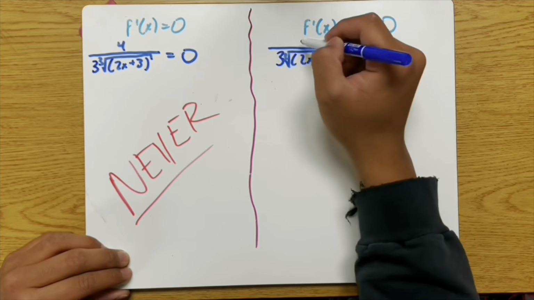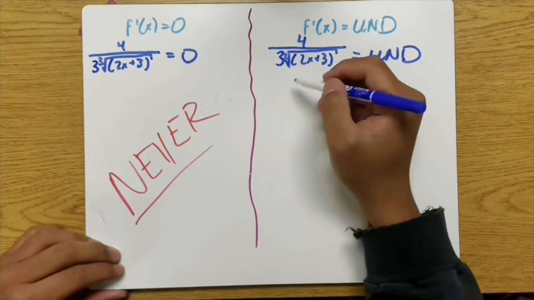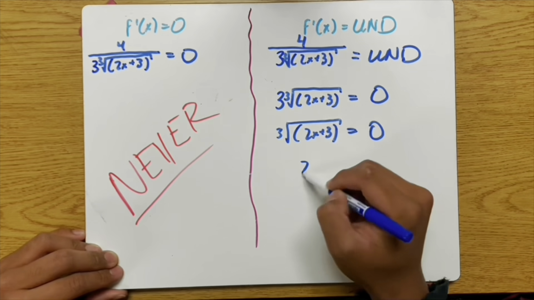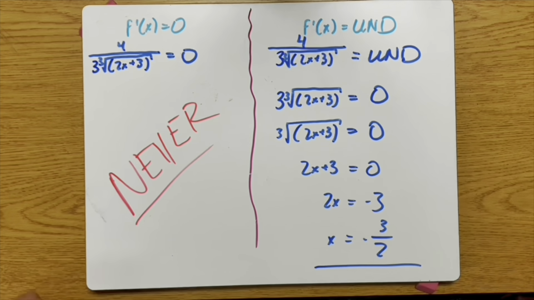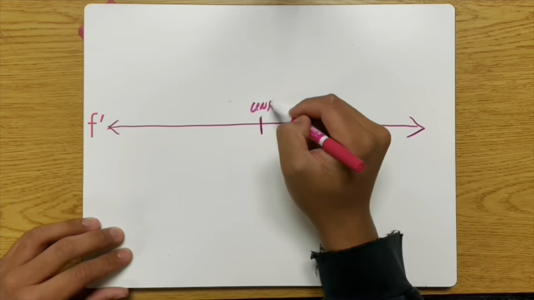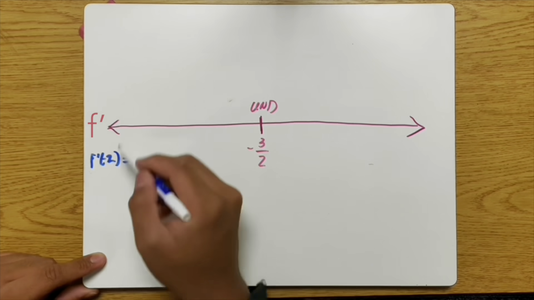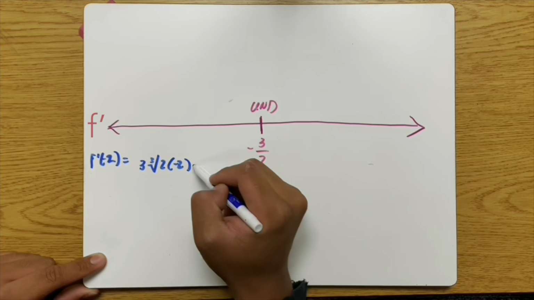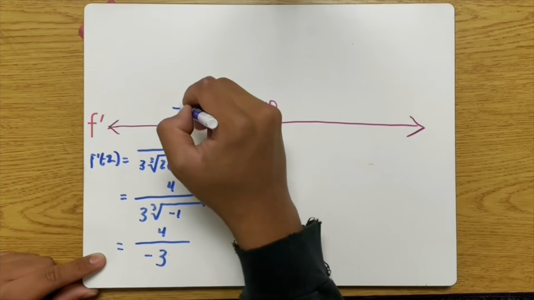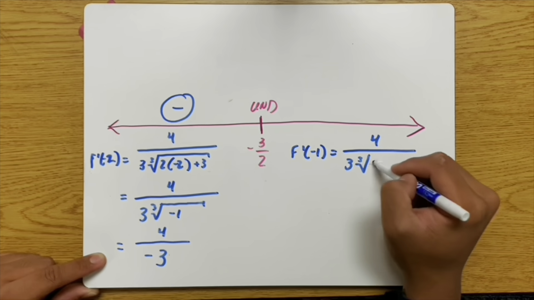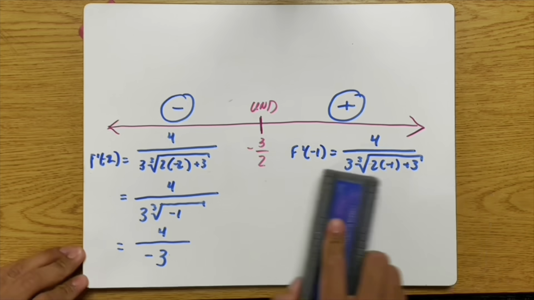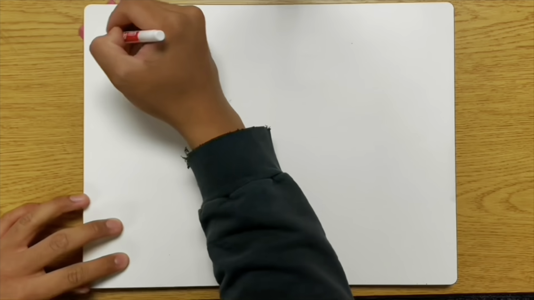So, here we know that f prime of x is never equal to 0. So now let's find when f prime of x is undefined. And now we know that f prime of x is undefined at x equals negative 3 halves. Now we're going to make a number line for f prime. We're going to plug in numbers before and after negative 3 halves to check whether f prime is positive or negative, to determine whether or not the point x equals negative 3 halves is a minimum or maximum.